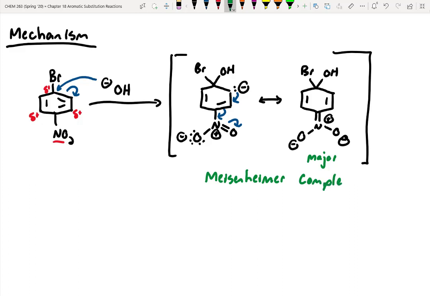It's not a sigma complex. A sigma complex has a positive charge within that aromatic ring system. In this case, it's a negative charge, so it's quite different. In the next step, what we want to do is eject the bromine. So I'm going to clamp everything down in a cascading fashion and kick off that bromine.